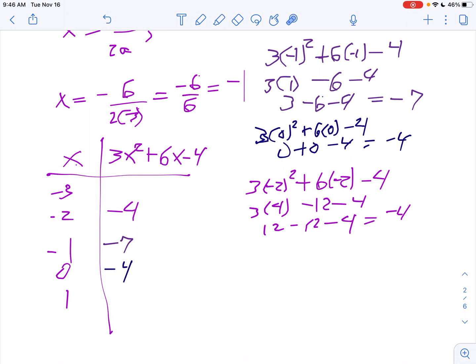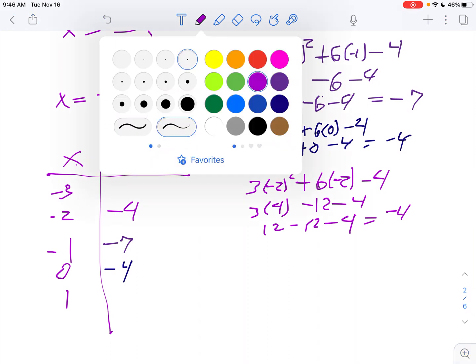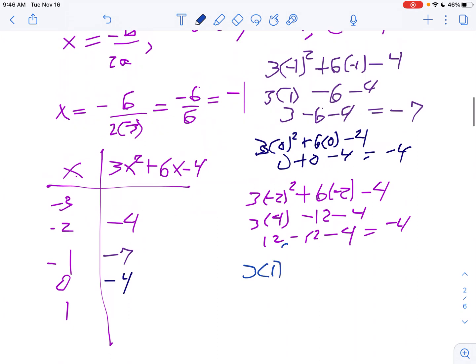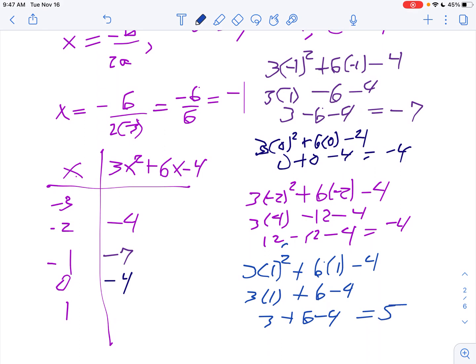Notice how it's symmetric around my 2 points here. Now let's put in positive 1, and we'll do the same thing. Let's see what happens when I use positive 1. So I'm going to say 3 times 1 squared plus 6 times 1 minus 4. Well, 3 times 1, because 1 squared is 1. 6 times 1 is 6 minus 4. So I get 3 plus 6 minus 4. Well, that's going to be 5.